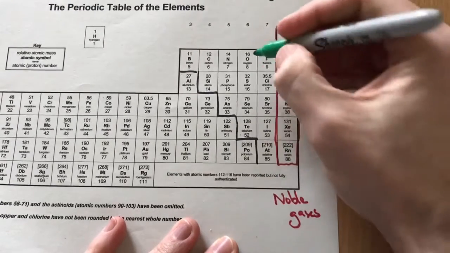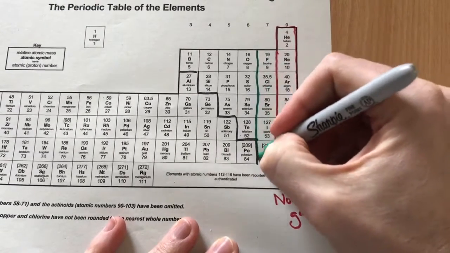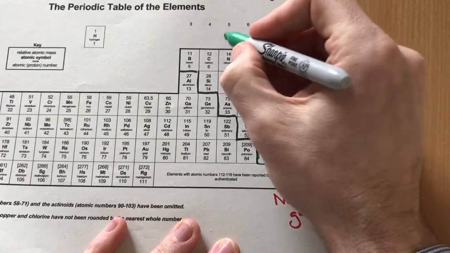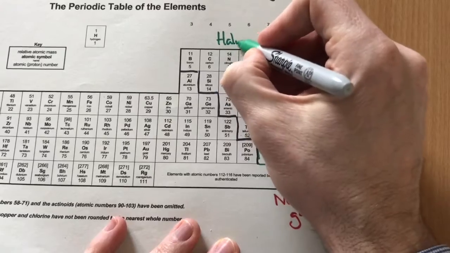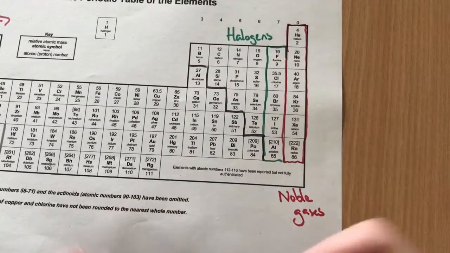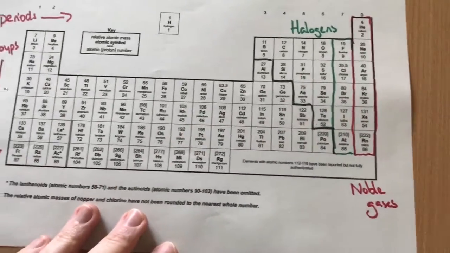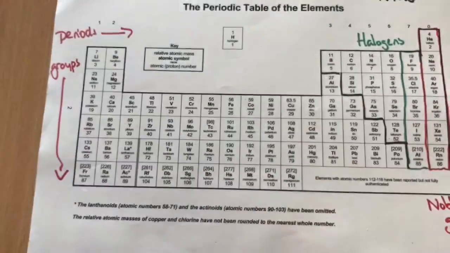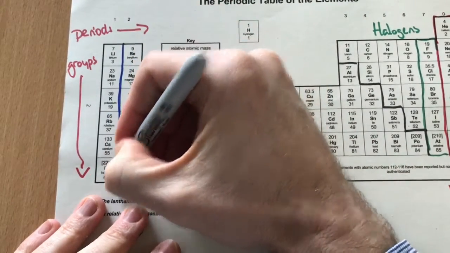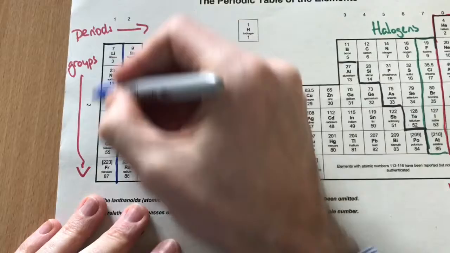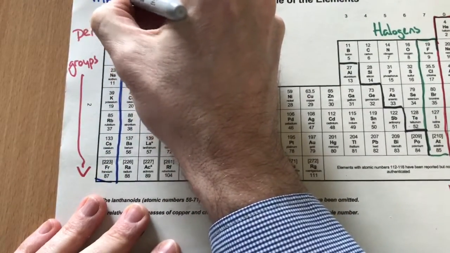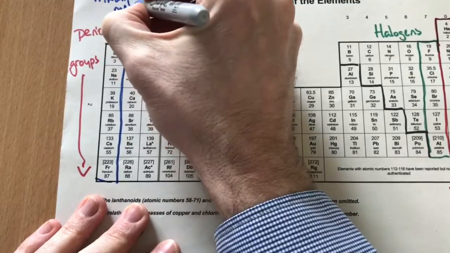Also on the non-metal side, we've got group 7. Group 7 are called the halogens. If we jump across to the metal side of the periodic table, over here we've got group 1, and group 1 are called the alkali metals.